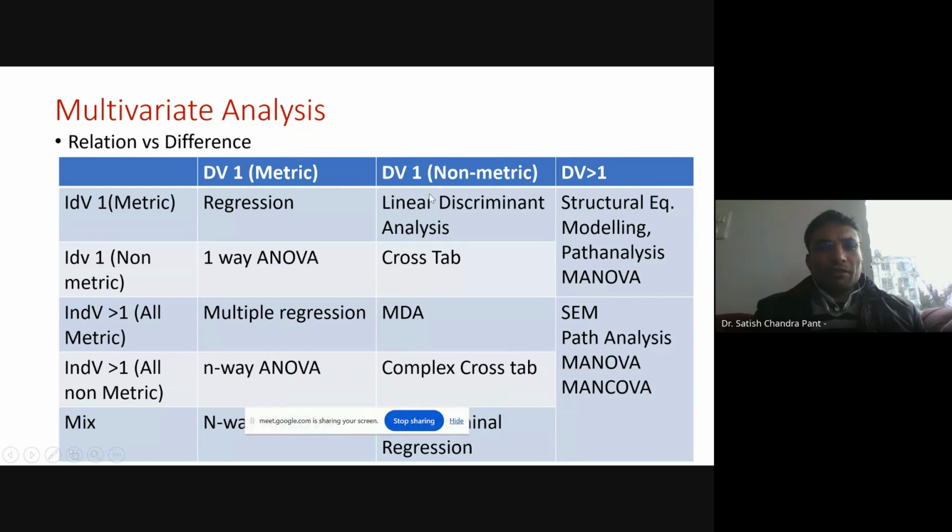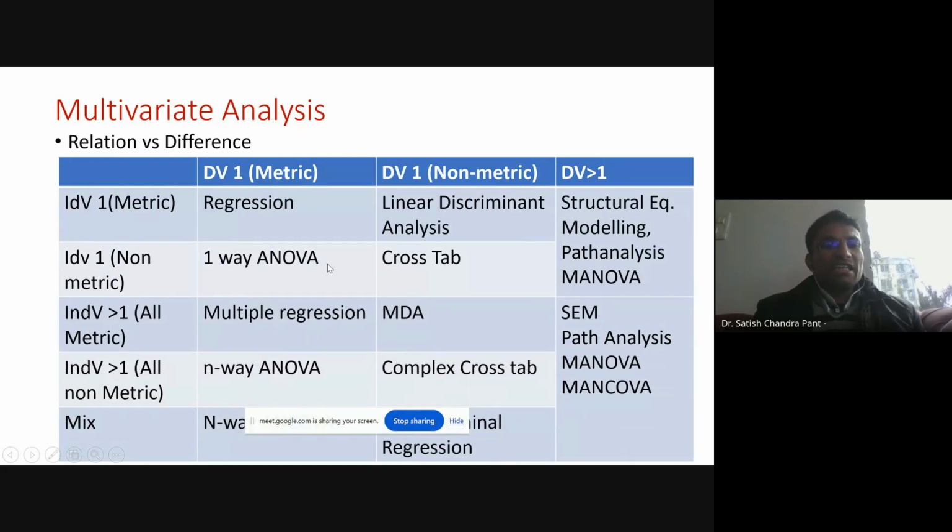Now look at the second one, the third column here. If the dependent variable is non-metric and you have only a single dependent variable, which is non-metric in nature, and your independent variable is metric in nature, just opposite, in that case, you have to use linear discriminant analysis, right?